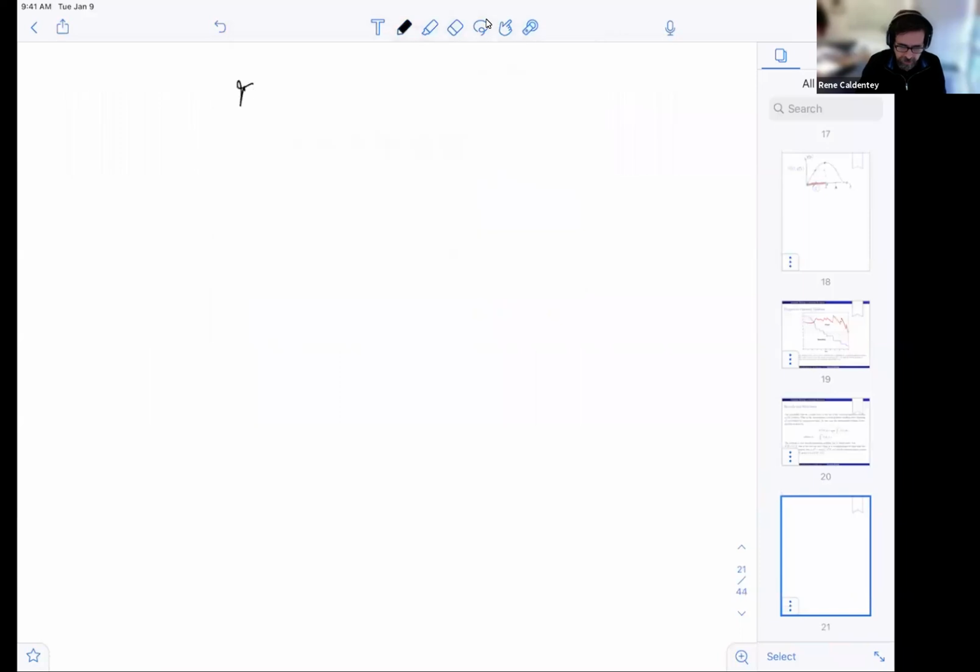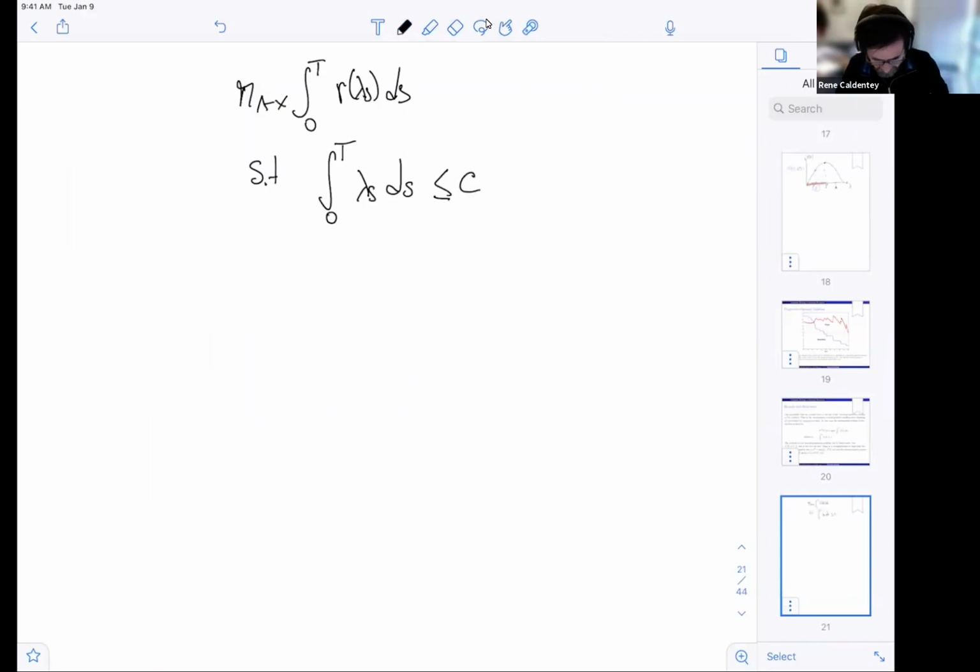We're trying to maximize the integral from 0 to t of r(lambda(s)) ds, subject to the integral from 0 to t of lambda(s) ds being less than or equal to c. All right, so that's the problem, and we're maximizing over lambda.